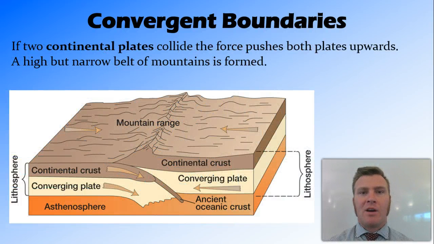If two continental plates crash into each other, the forces push both the plates upwards, so neither is more dense than the other, and they're both very big, so they just sort of push up into the air where there's space. They also push down into the asthenosphere in the mantle a little bit, but pushing into rock is harder than pushing into air, so most of it goes up into the air and forms very high altitude mountain ranges, but that are very narrow. So an example of this would be the Himalayas between the Indian subcontinent and Asia.